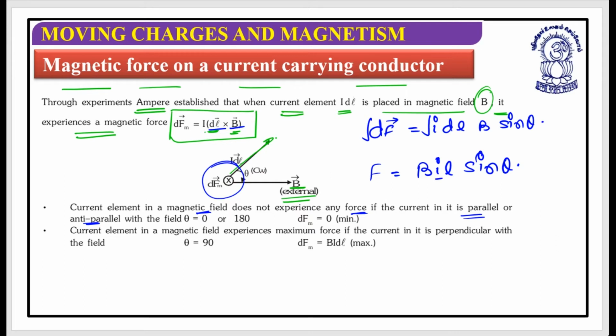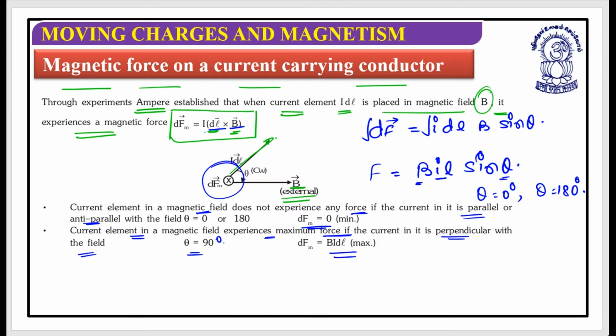If the current element and magnetic field are both parallel or anti-parallel, that means theta would be equal to 0 or theta would be equal to 180 degrees, and this force would be 0. One thing: a current element in a magnetic field experiences maximum force if the current in it is perpendicular to the field. So if theta is equal to 90 degrees, the force acting would be the maximum one.